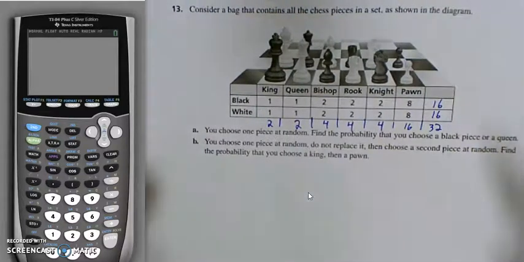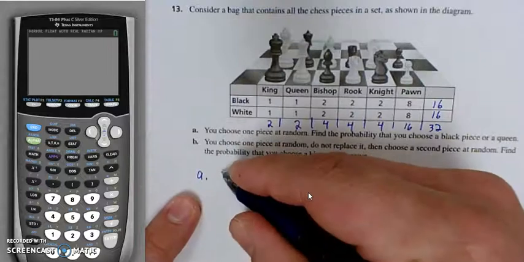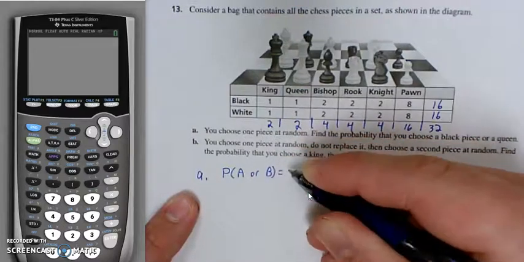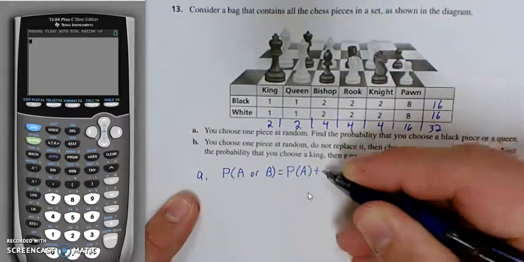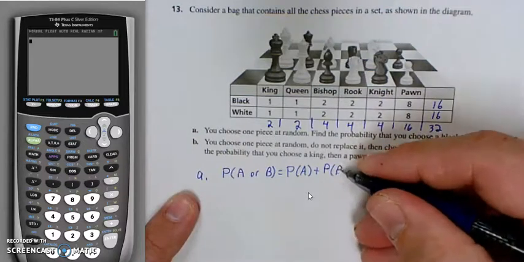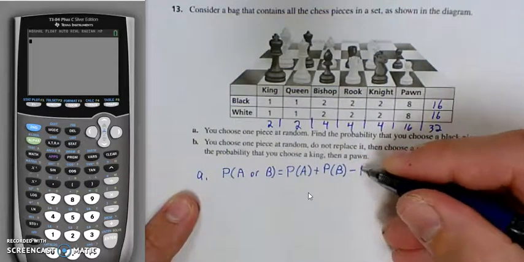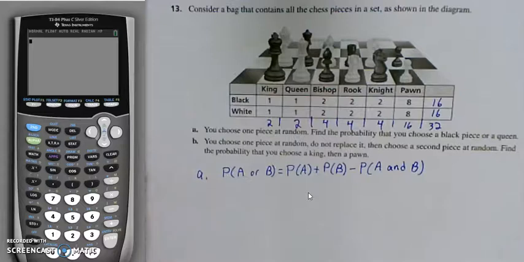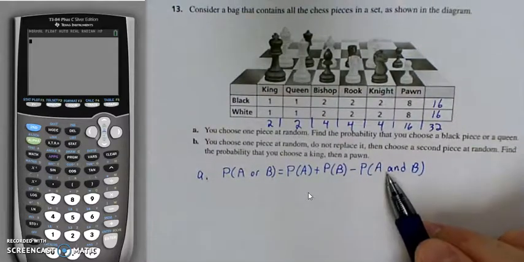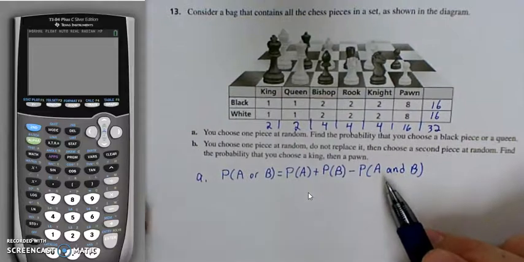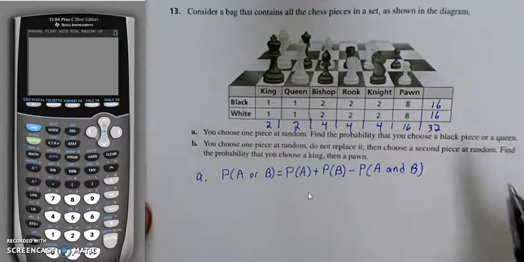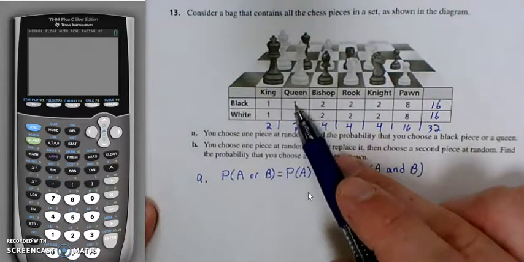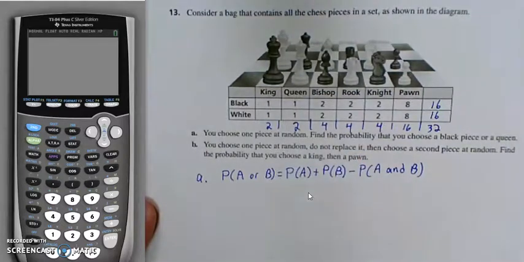Now, these groups are not mutually exclusive, and what you're going to need to remember is when groups are not mutually exclusive, to find the probability of event A or event B happening, we'll add the two probabilities together, but we'll have to subtract away the intersection. Only when it's disjoint do you not need to make this consideration. The reason why it's overlapping is because there is a queen that is a black piece, this one queen that's black. So it will get counted in both groups.